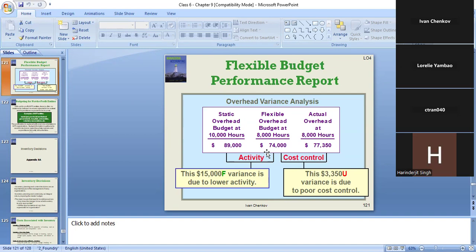Remember, the second function, actually the third function for the manager is control. The first one is to plan. So once we have the goal, the first activity is to plan ahead. So we're going to identify all the alternatives.